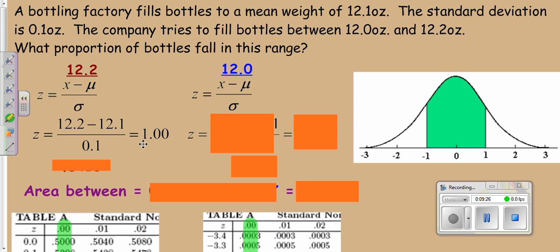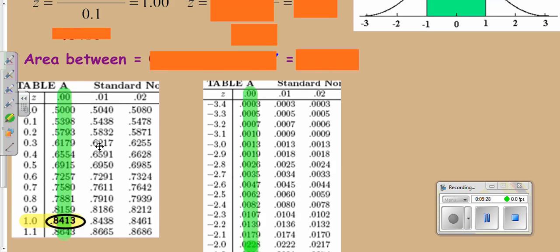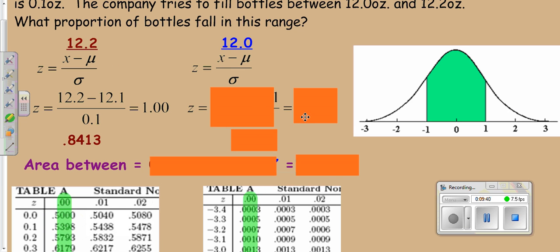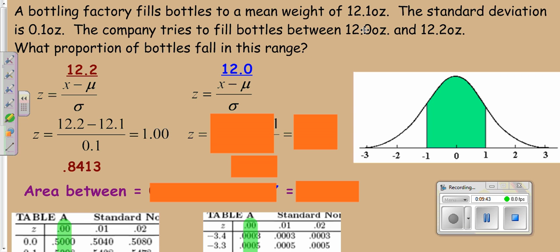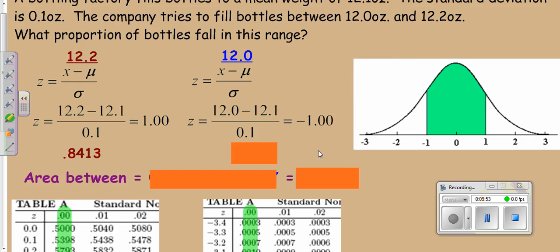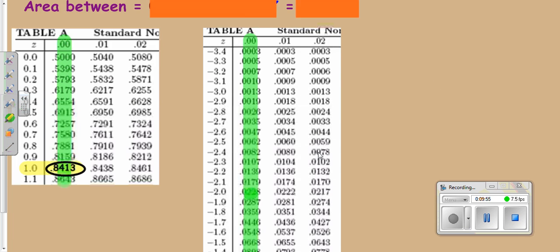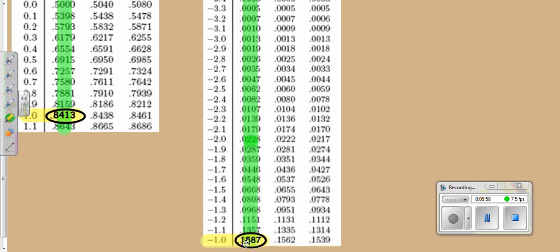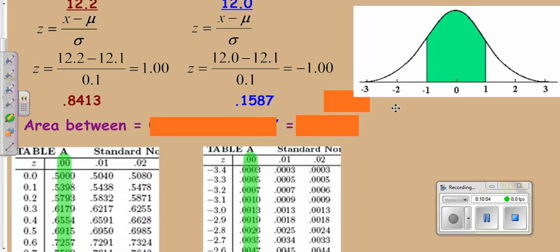Well, then we've got to look up a positive 1.00. So we go down to 1.0, over to the .00 column. We get 0.8413. So we'll write that down. Now we'll go ahead and do our 12. So we'll figure out 12 minus our mean over our standard deviation, and we get a negative 1. Then we've got to find a negative 1.00. So we go down to negative 1.00 in the .00 column. We get this right here. So we're going to take that and write it down.